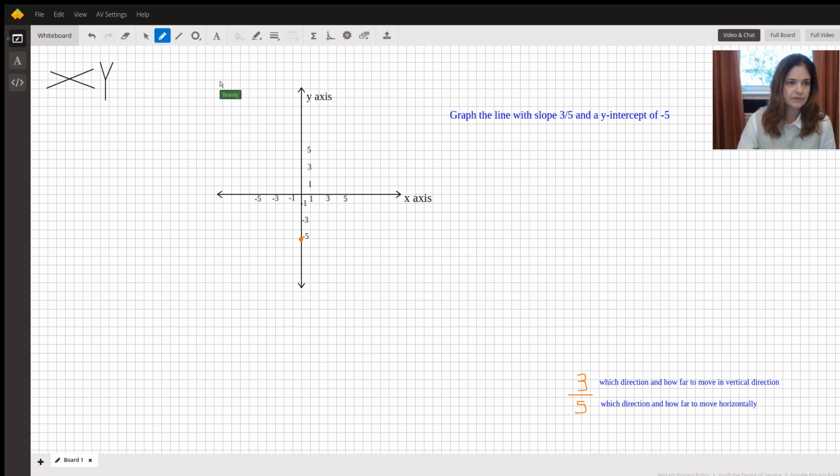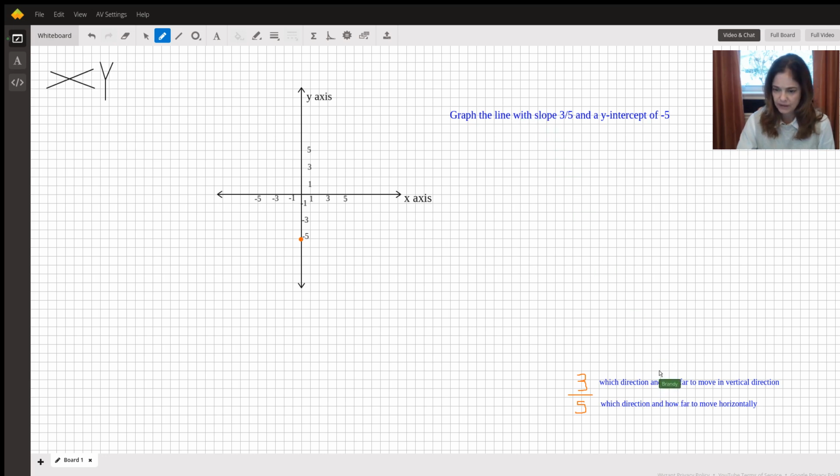Okay, let's revisit that. From earlier, we start at 0, it's the origin. If we want to move in the negative direction on the y-axis, we move down. -1, -2, -3, -4, -5. Okay. Let's go back to our question. The second piece of information we have is the slope. So what does that mean?